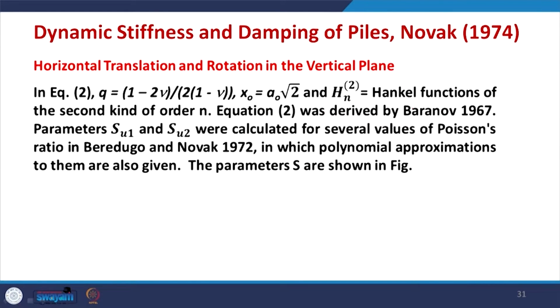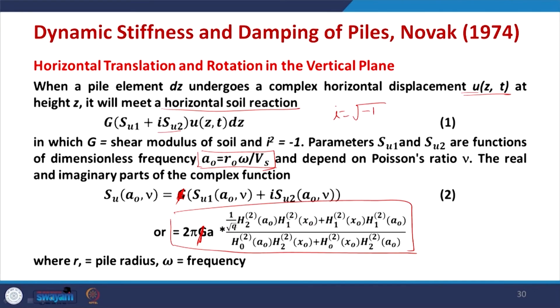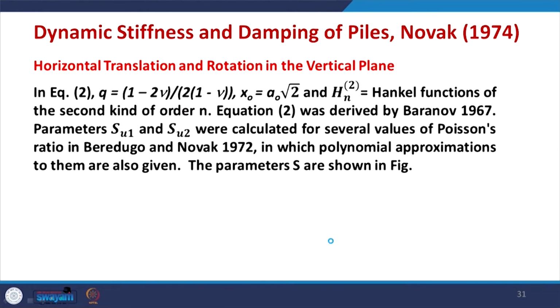So, this 2 is denoting that this is the Hankel function of the second kind. When n is 1, it is the first order, and when n is 0, it is the 0th order. Equation 2 was derived by Barnow in 1967.